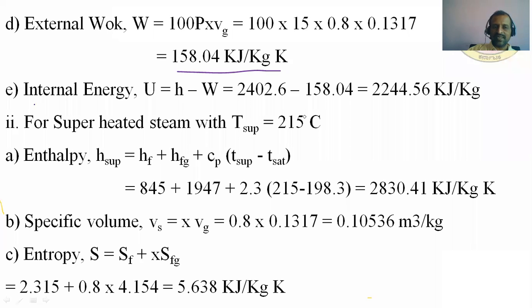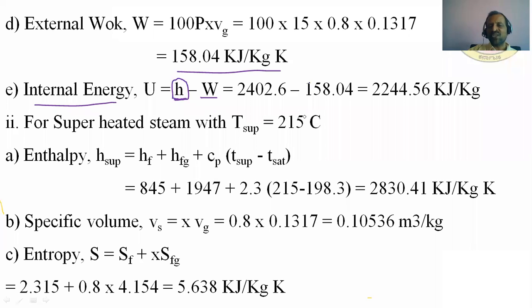Now internal energy. You know already, this is the heat, which is nothing but enthalpy minus work W. Why do I call this enthalpy? Because the heat is supplied at constant pressure. If the heat is supplied at constant pressure, it is enthalpy. In the basic thermal engineering, this was Q minus W. But now we are calling this H, meaning enthalpy, because the heat is supplied at constant pressure. So substitute all the values.